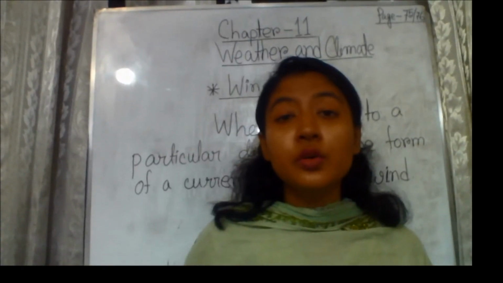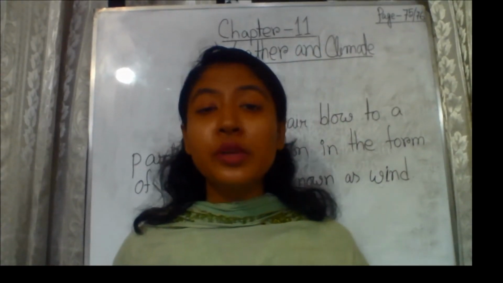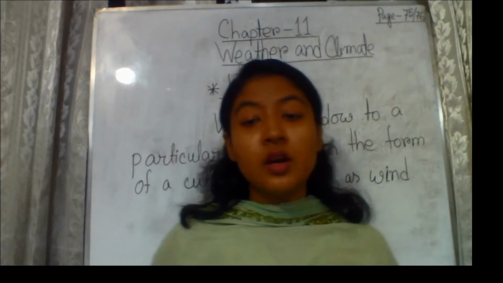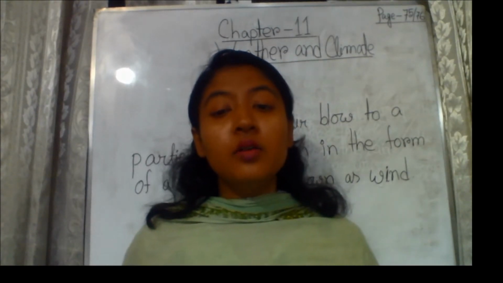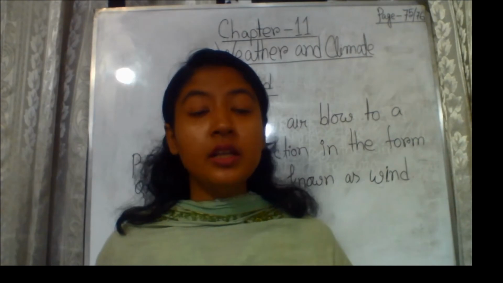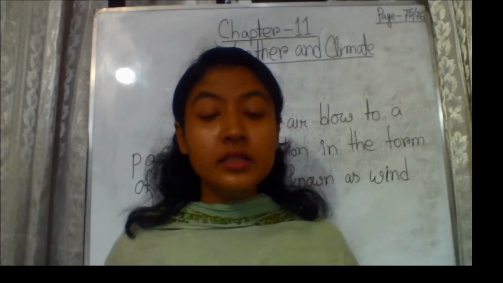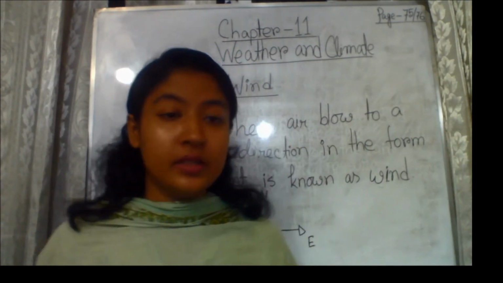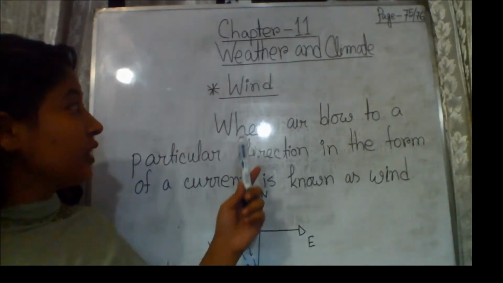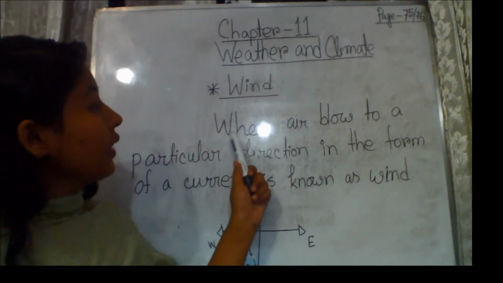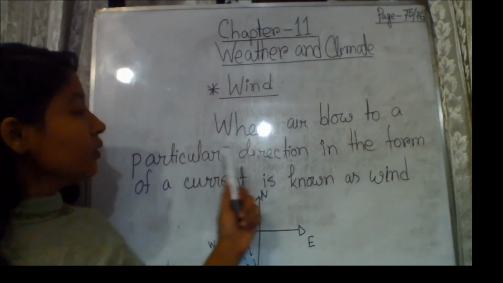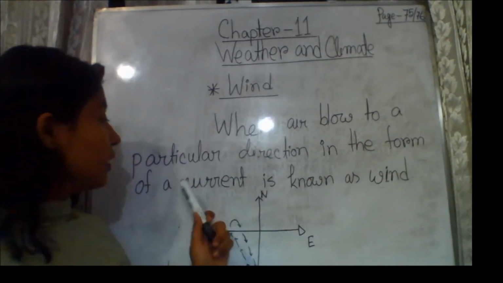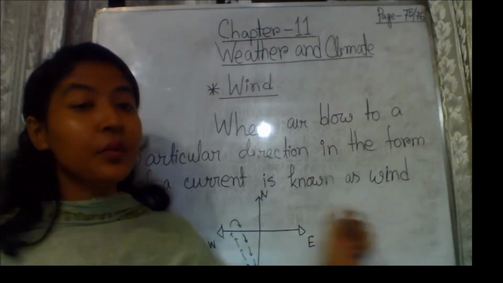Now students, we are going to learn about wind. What is wind? When air blows in a particular direction in the form of a current, it is known as wind. So here is the definition, please write it. When air blows in a particular direction in the form of a current, it is known as wind.